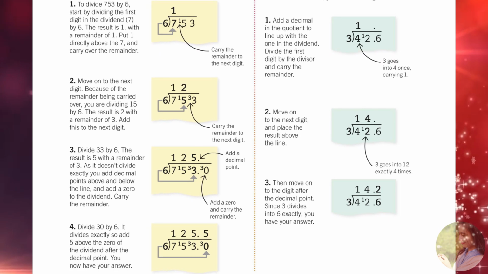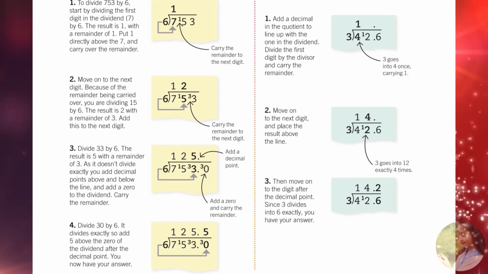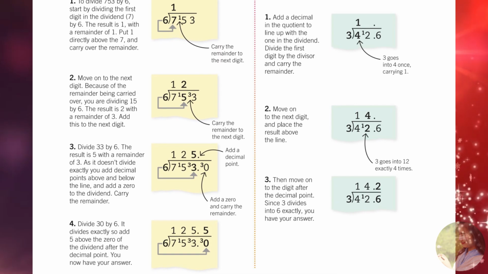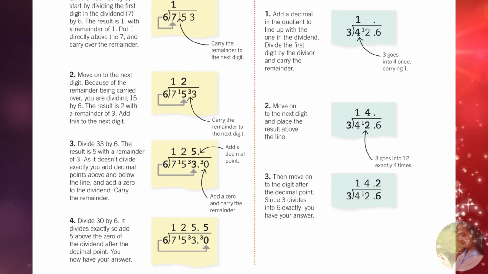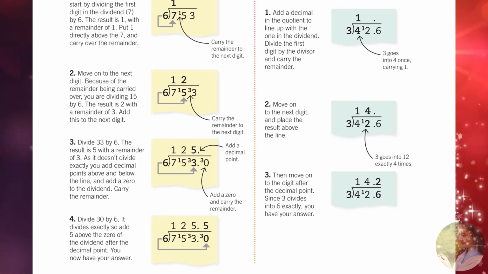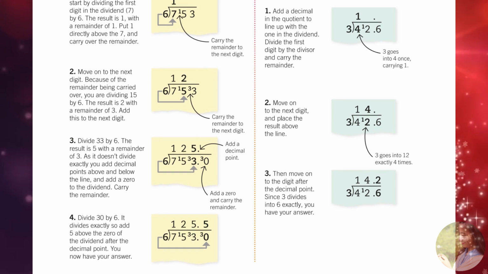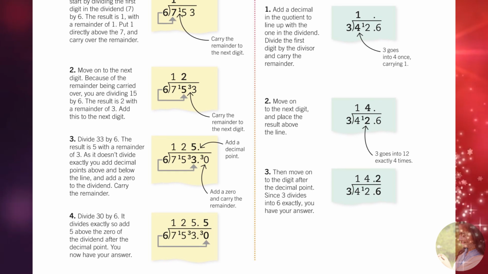2. Move on to the next digit. Because of the remainder being carried over, you are dividing 15 by 6. The result is 2 with a remainder of 3. Add this to the next digit, carrying the remainder to the next digit.